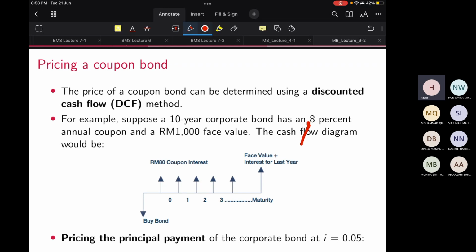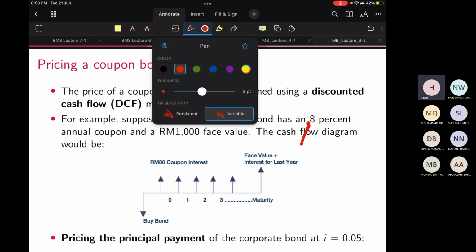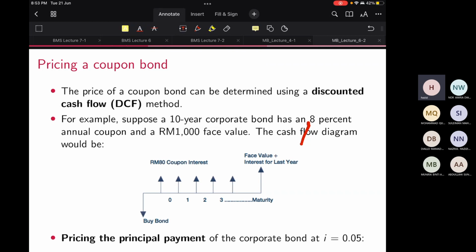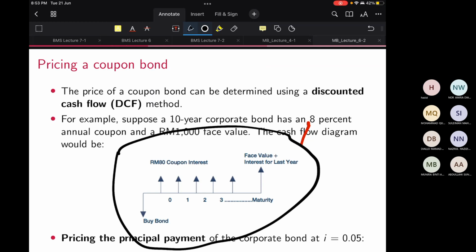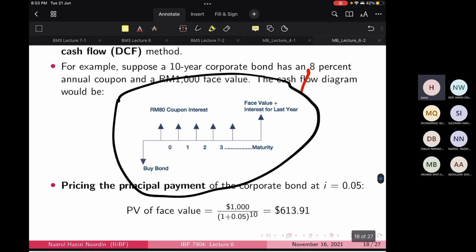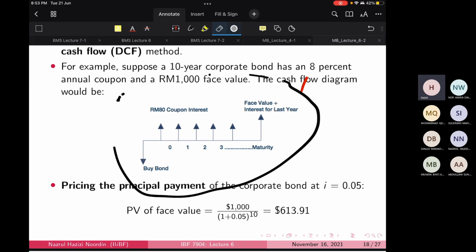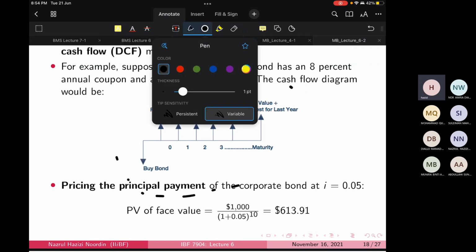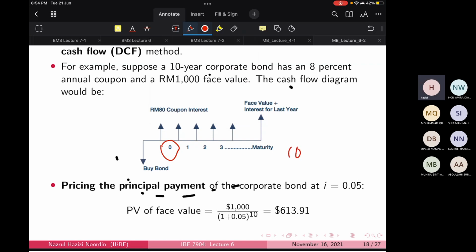If you want to imagine, I always advise you to draw this kind of timeline, right? It's not for the sake of getting marks or whatnot, but at least you can visualize the stream of the payment. So let's say you have 10 years, from year zero. Pay attention to this timeline here. From year zero until year 10, you're going to receive 8% out of $1,000 ringgit of face value.